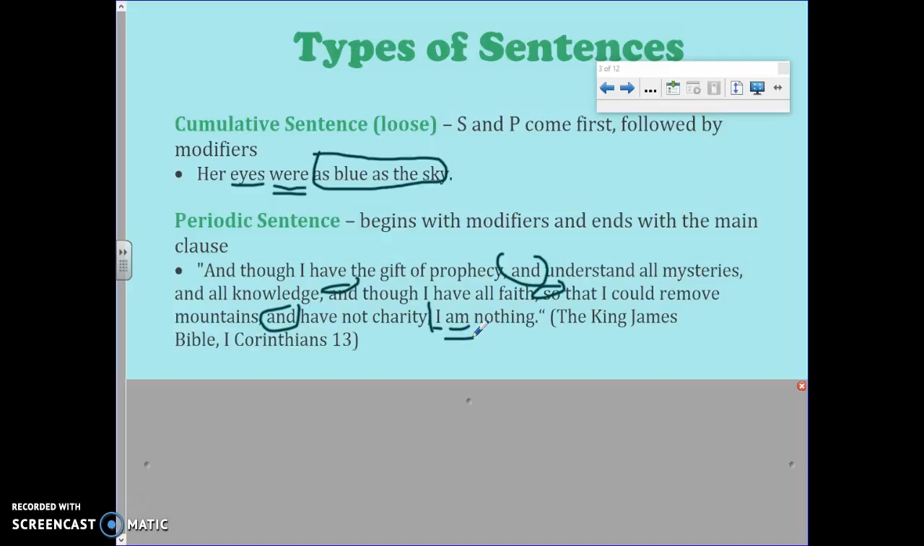"I am nothing." So this would be our subject. This would be our verb. So the main idea of the sentence in a periodic sentence is at the end of the sentence. Okay, I forgot an "and" there. Now, it's called periodic sentence because this happens periodically. Okay, it's not a very common aspect where the subject and the verb show up at the end, but when an author does it, they do it for emphasis.